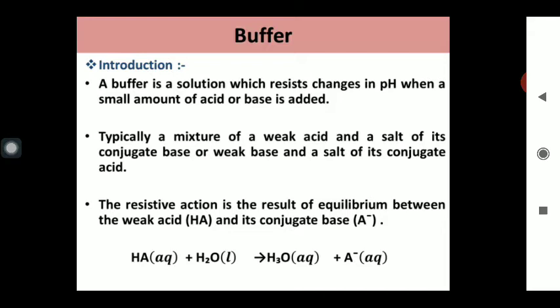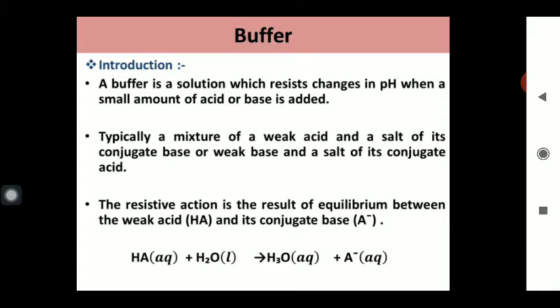So the resistive action is the result of the equilibrium between the weak acid as well as the conjugate base. Take the example of HA. HA stands for the acid, and you can add water here. This becomes H3O+ and this is the A- ion. So this is an example of a conjugate acid-base pair which has a tendency to oppose changes in pH. So in a buffer solution, the equilibrium is always shifted in the direction where the changes can be undone.